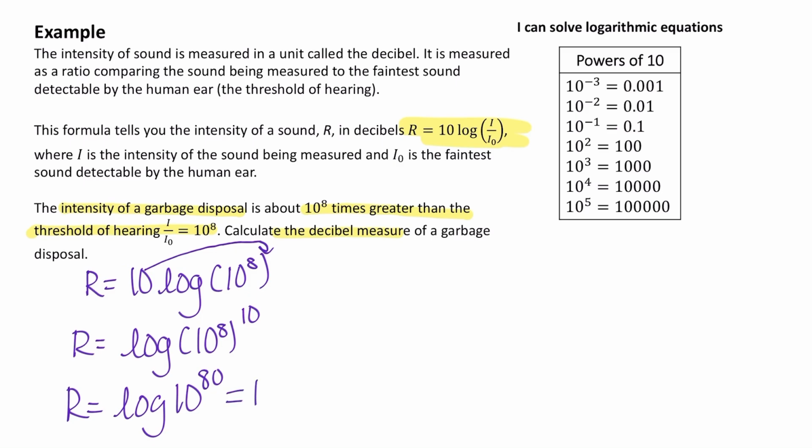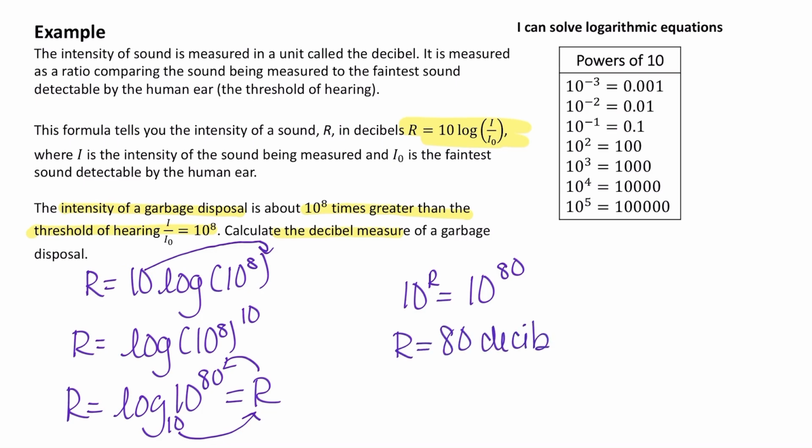So I'm going to now rewrite this in exponential form, right? This is a log base 10. So I'm going to rewrite this. And so that gives me that 10 to the R equals 10 to the 80. So that basically tells me that R equals 80, right? So 80 decibels is the loudness of a garbage disposal.